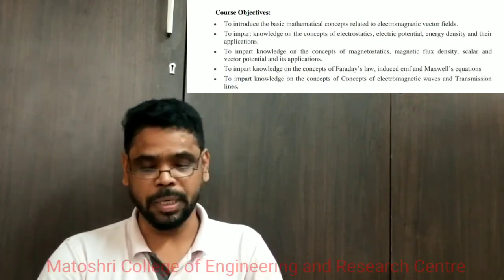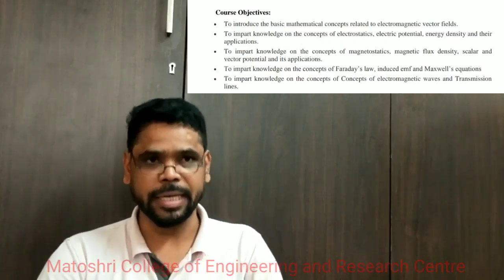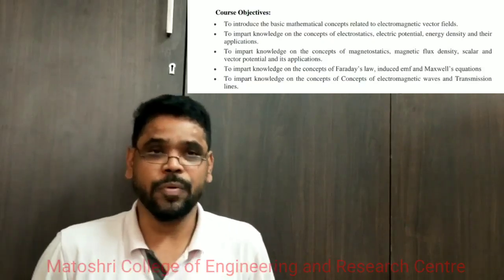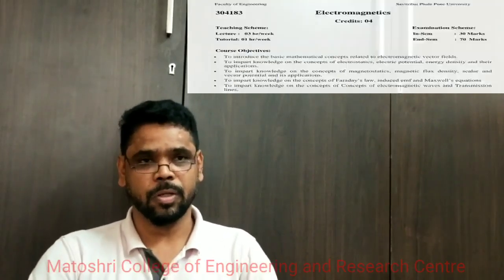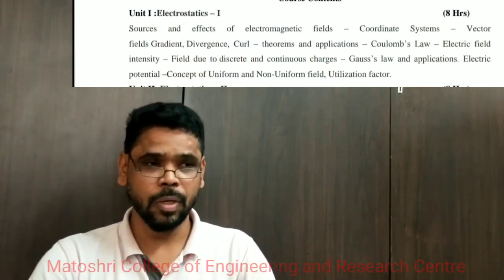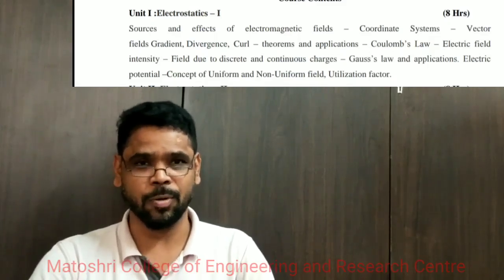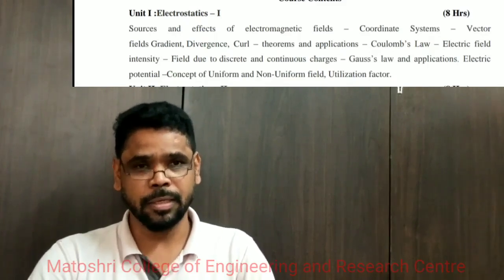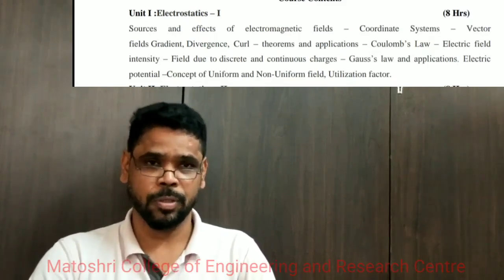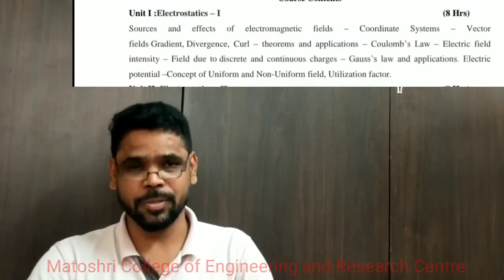Thereafter, again we need to impart the concepts of time varying fields, that is electromagnetic waves, and the transmission lines. Now, this entire course is divided into 6 units. Unit 1 consists of electrostatics, that is electrostatics 1, which deals first with the basic coordinate systems required to study electromagnetics. Then the vector field operations, curl, gradient, and divergence, which are used in electromagnetics.